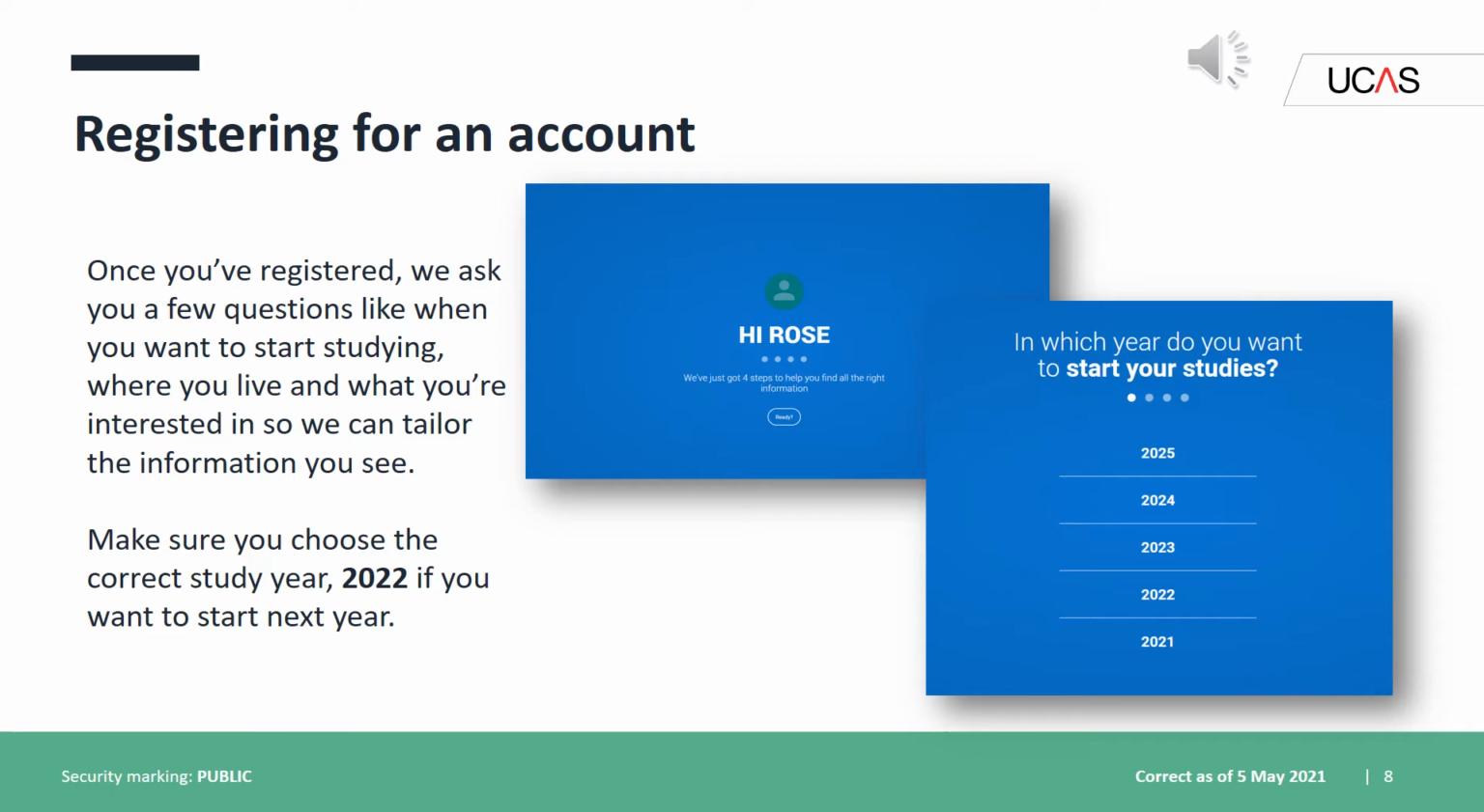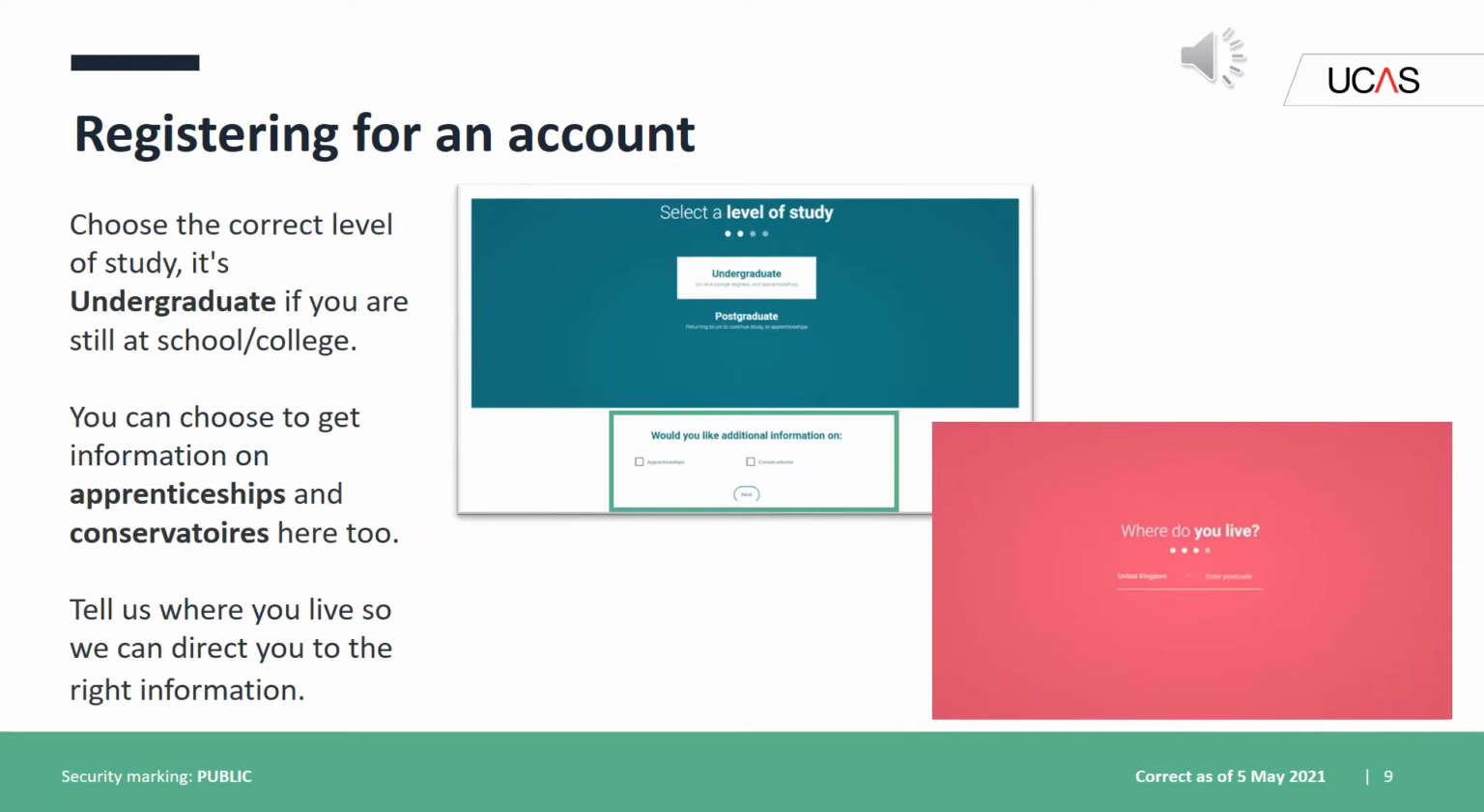Make sure you choose the correct study year. For most of you, this will be 2022. Next, choose the correct level of study, which will be undergraduate. Here you can also get information on apprenticeships and conservatoire. Also tell UCAS where you live so they can direct you to the right information.